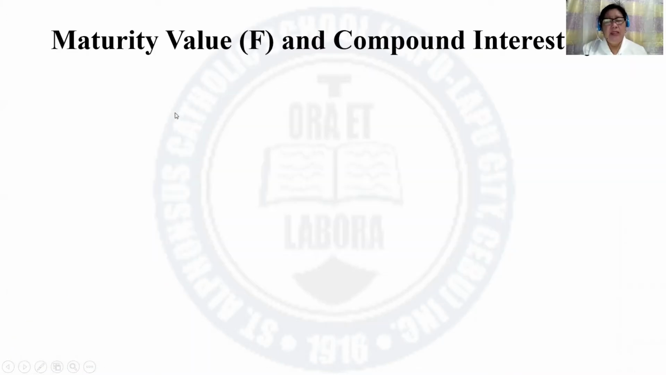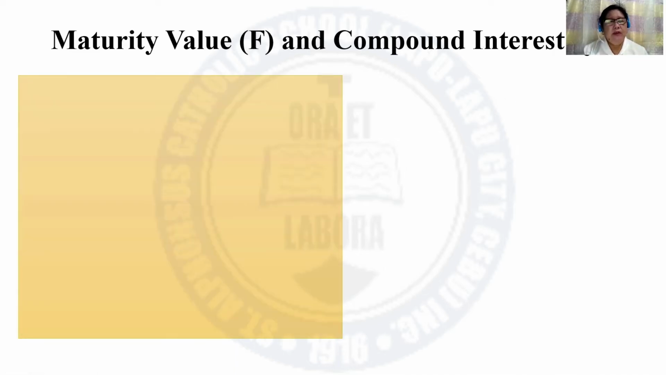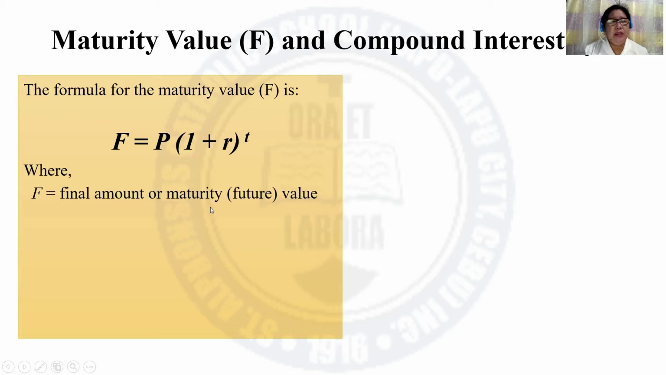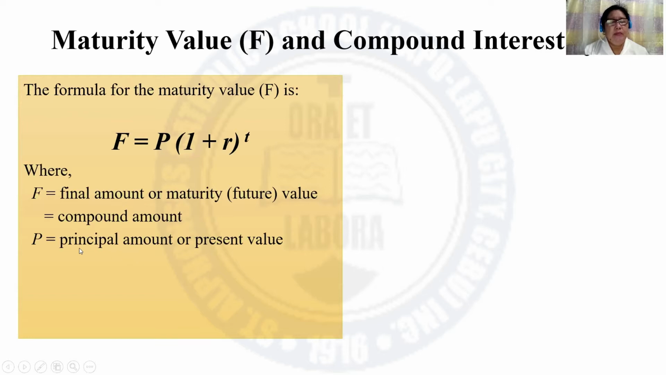Let us have the maturity value and the compound interest. So let us have now the formula for the maturity value as well as the formula for the compound interest. So let us have first the maturity value. That is, F is equal to P times the quantity 1 plus R raised to T, where F is the final or maturity or the future value, or simply the compound amount, P is the principal amount or present value, T is the term or time in years, and R is equal to the interest rate.